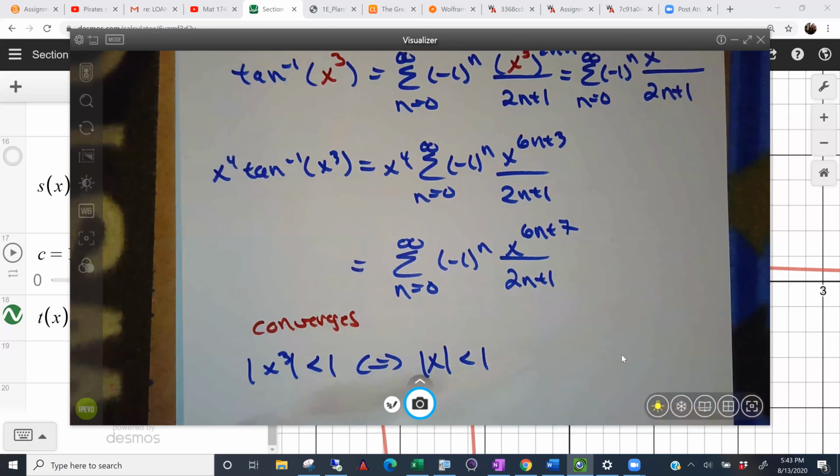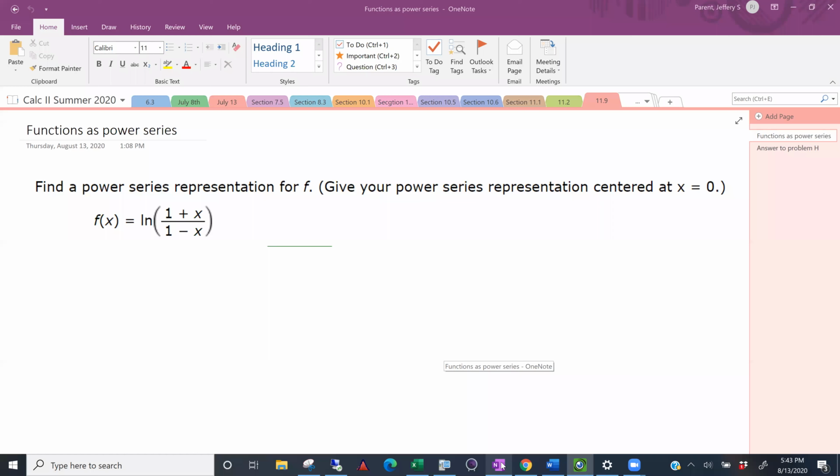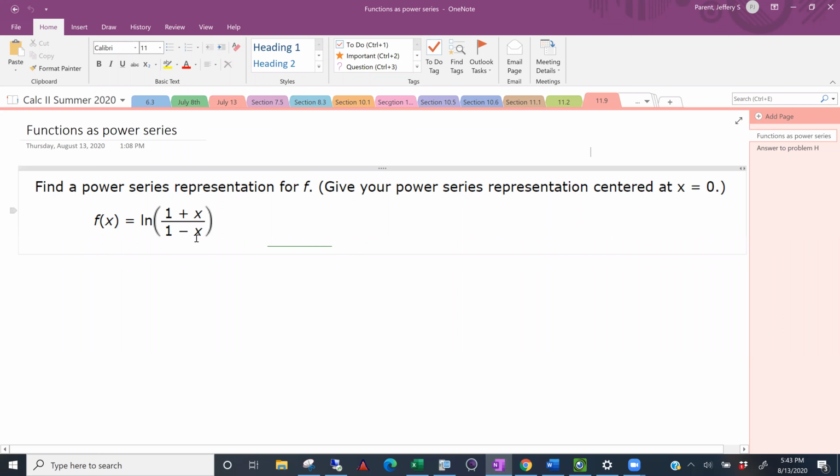Let's give your instructor a break here. Let's do another one, except this one is just going to be a narration on my part. Suppose you're asked to find a power series for something like this: natural log of (1 plus x) over (1 minus x).